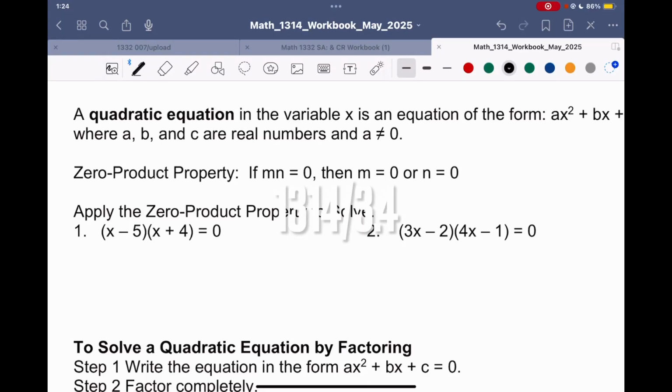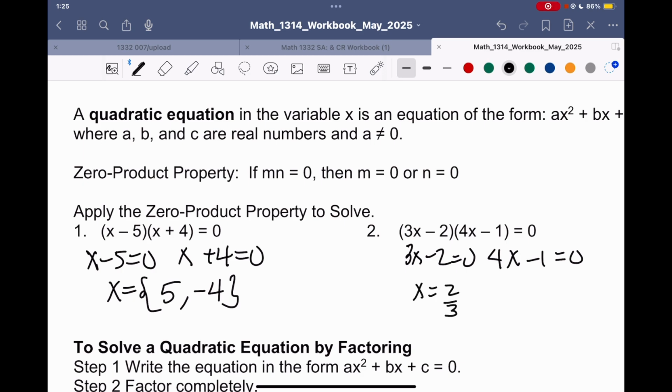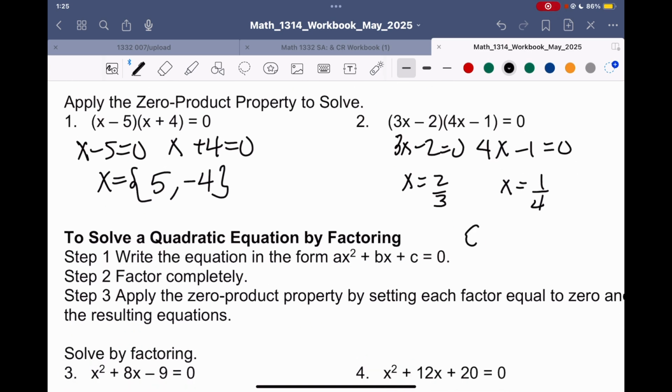You're just setting these factors equal to 0. So x minus 5 equals 0, x plus 4 equals 0, x equals 5 comma negative 4. It has to be in set notation. Right here, 3x minus 2 equals 0, 4x minus 1 equals 0, x equals 2/3, x equals 1/4. So in set notation, it's going to be 2/3 comma 1/4. Let's box these answers.